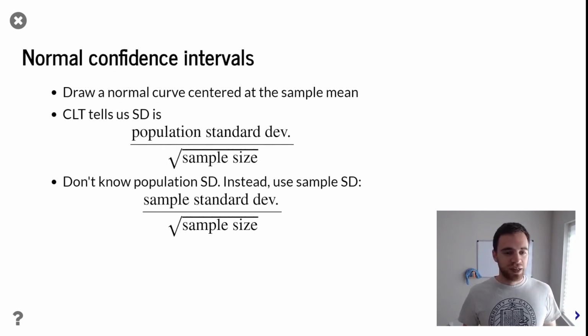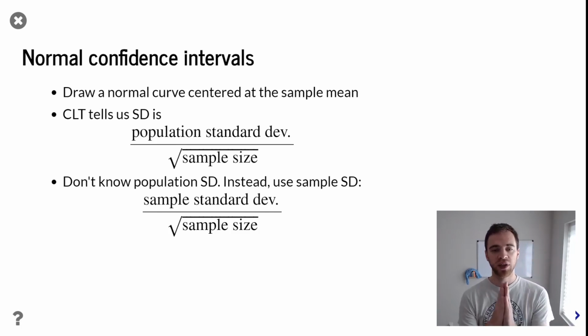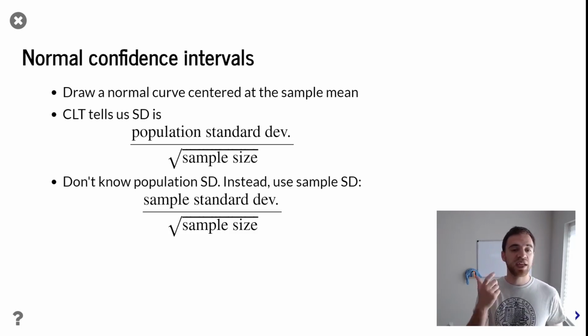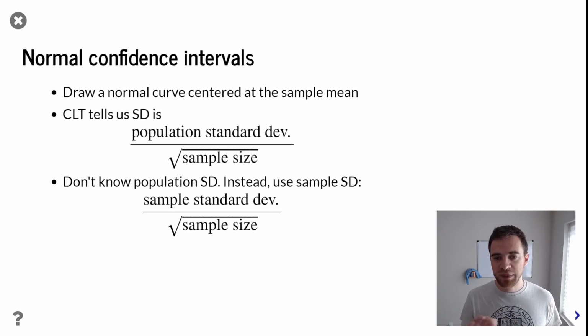But we can be a little hand wavy for a moment and say, well, okay, I don't know the population mean, but the sample mean's probably close to it, right? And I don't know the population standard deviation, but if I calculate the standard deviation of the sample, that's probably close to it. So everywhere I see population in the central limit theorem, I'll replace it with sample. So I'm going to draw a normal curve, and instead of centering it at the population mean, I'll center it at the sample mean. Okay, yeah, that's wrong, but it's close.